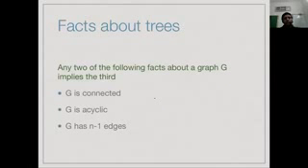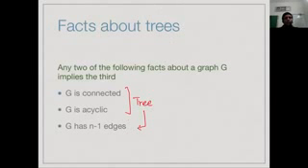So we have the following claim: if we have these three properties, that G is connected, G is acyclic, and G has n minus 1 edges, then any two of these imply the third. If G is connected and G is acyclic, by definition it is a tree, and we have just shown in the first argument that any tree has n minus 1 edges. So the fact that the first two imply the third is what we have already shown.